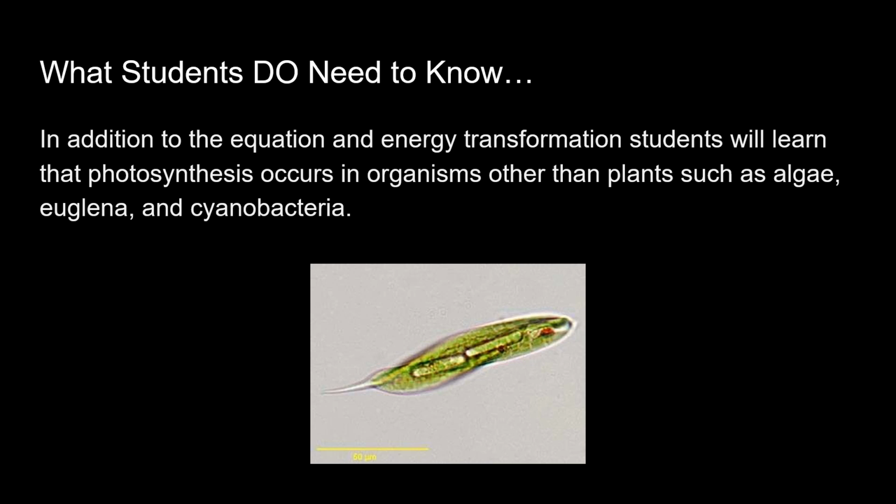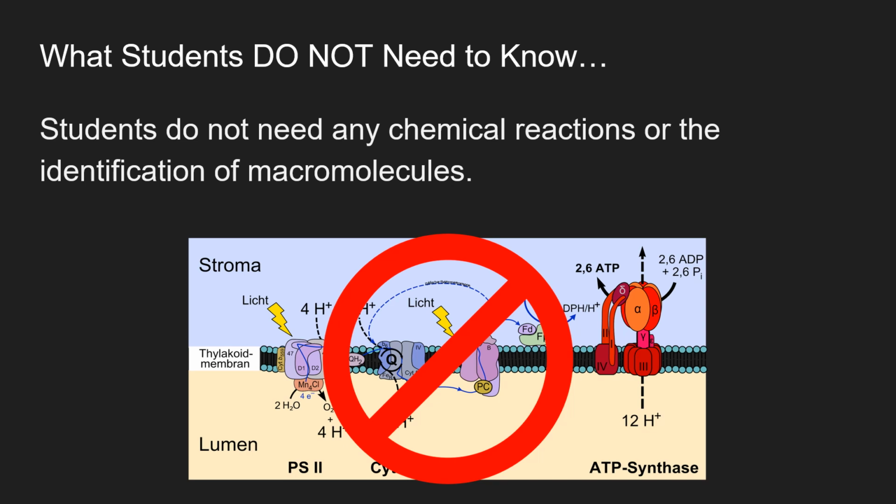Another thing that is sometimes confusing is that plants and algae are considered different. Plants being a vascular, multicellular organism, algae being single-celled. They do not need to know all the specifics. This is for AP Bio, not for Honors and Standard Bio.